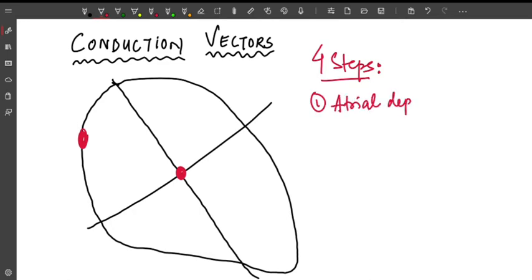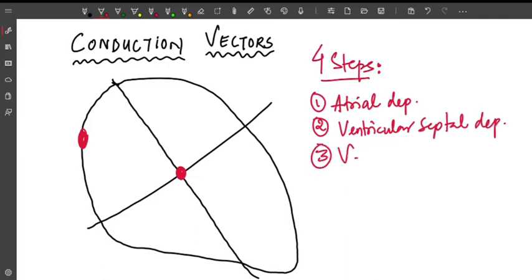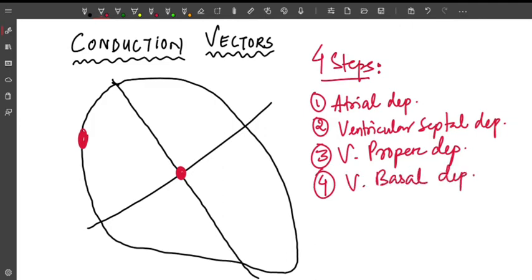All right. So the first step is your atrial depolarization. Then there is the ventricular septal depolarization. Then there is ventricular proper depolarization. Lastly, there is ventricular basal depolarization. Okay, so we'll start with the atrial depolarization.